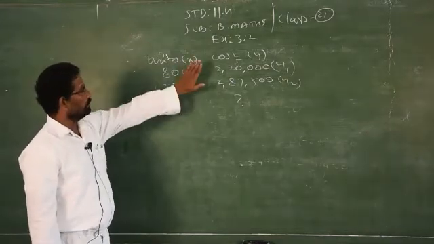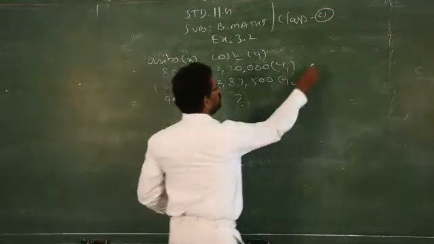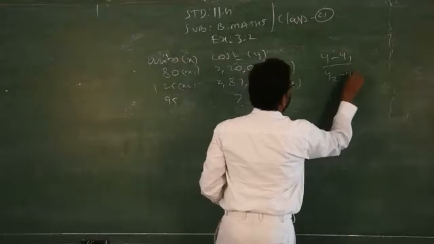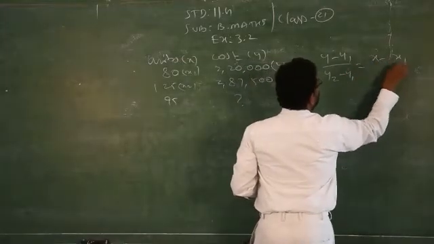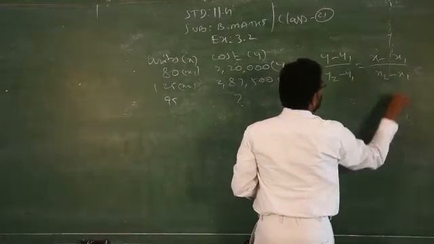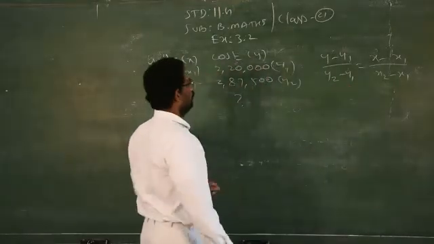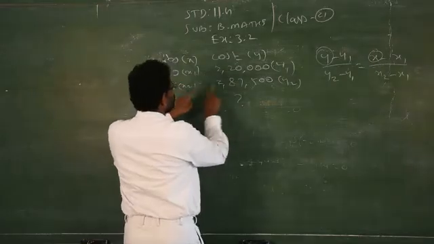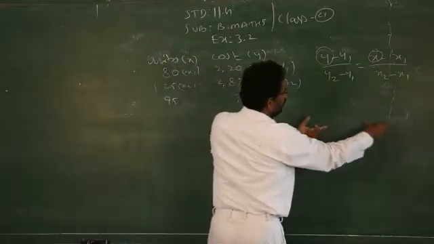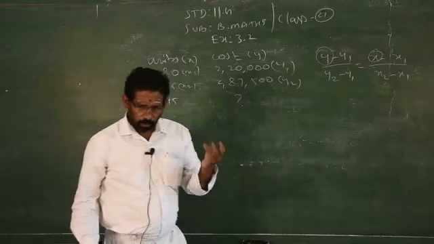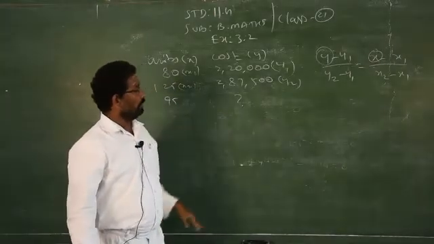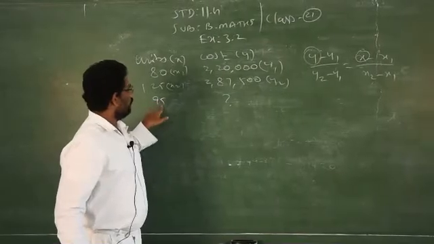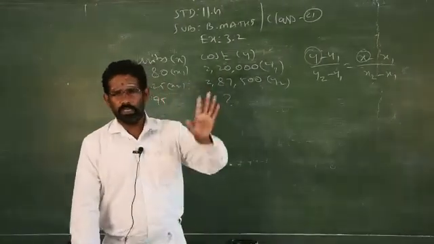Either you have to use the two-point formula, that is (Y minus Y1) by (Y2 minus Y1) is equal to (X minus X1) by (X2 minus X1). Keep Y and X as they are, just replace X1, X2, Y1, Y2, and you will finally get one equation in terms of X and Y. In that final equation, replace X by 95, find the value of Y, and that is your answer.